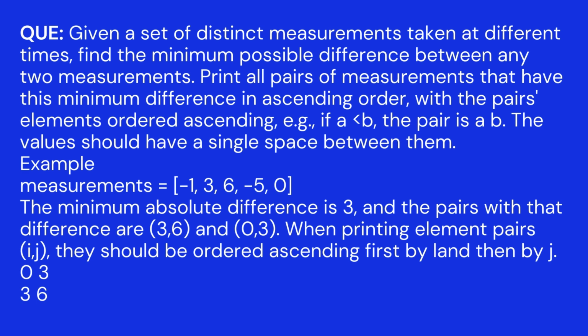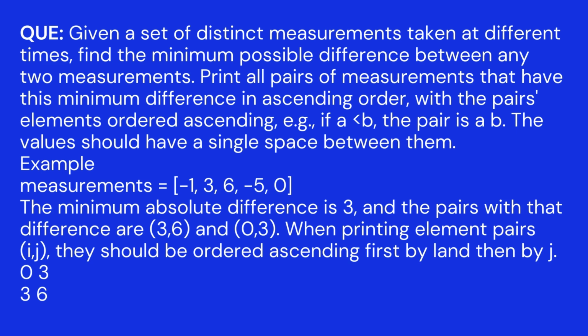Question. Given a set of distinct measurements taken at different times, find the minimum possible difference between any two measurements. Print all pairs of measurements that have this minimum difference in ascending order, with the pair's elements ordered ascending, e.g., if a > b, the pair is b a. The values should have a single space between them.